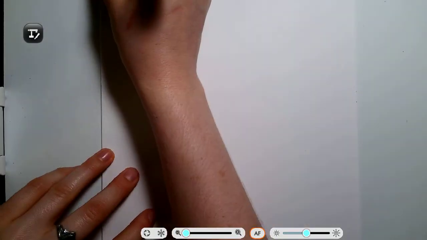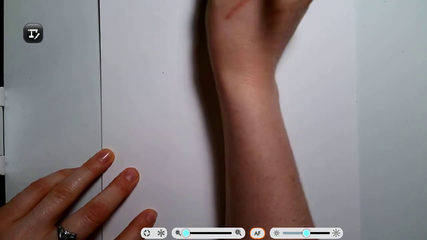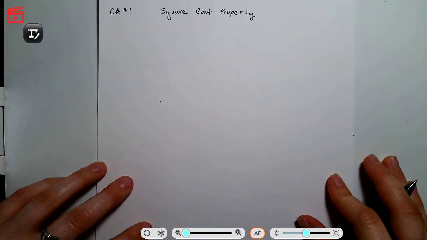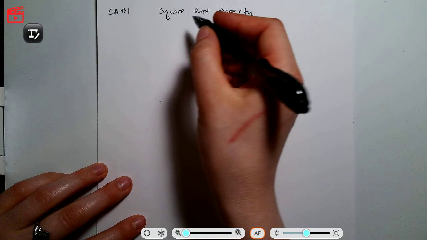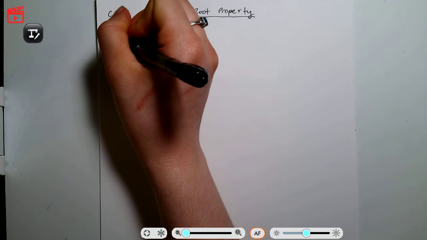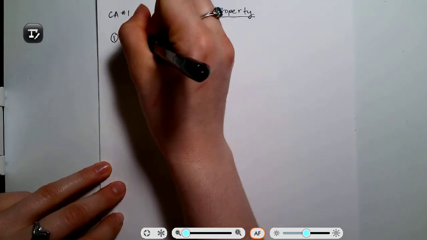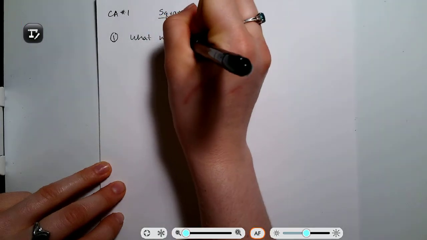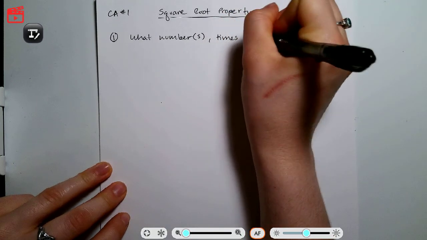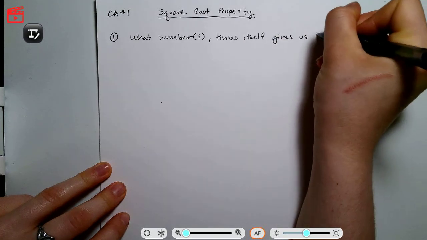So, class activity number 1, square root property. Let me bring this down. There we go. Square root property. So here's my first question for you. I think there are 5 questions on this class activity. Number 1. So what number, or numbers, times itself gives us the number 4?